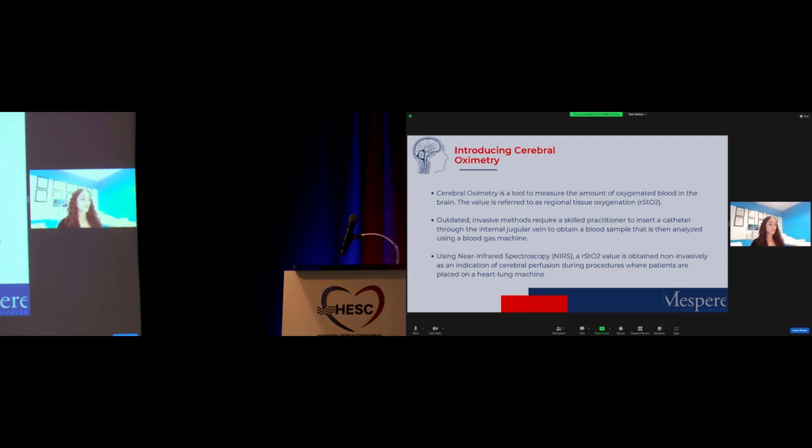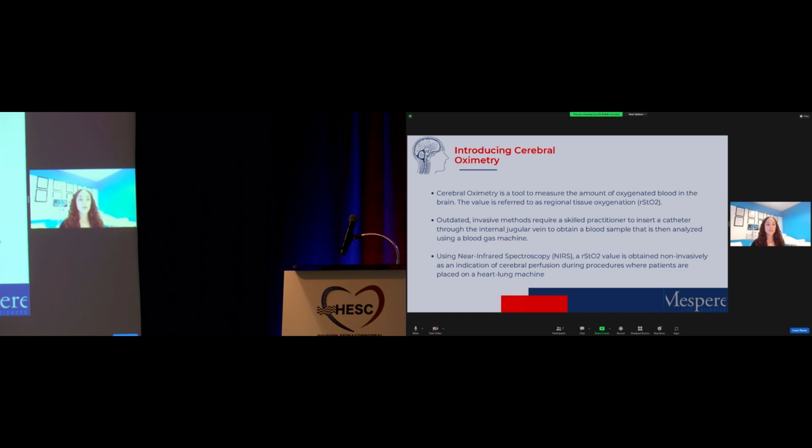So when the patients are placed on the heart-lung machine, it is very important to ensure that the machine is effectively pumping the blood throughout the patient's body, that all of their organs are receiving the necessary oxygen saturation, and just making sure everything's going according to plan. However, those samples do provide a great indicator of how oxygenated the blood sample is, but it doesn't really tell us much about the regional tissue oxygenation at the cerebral level.